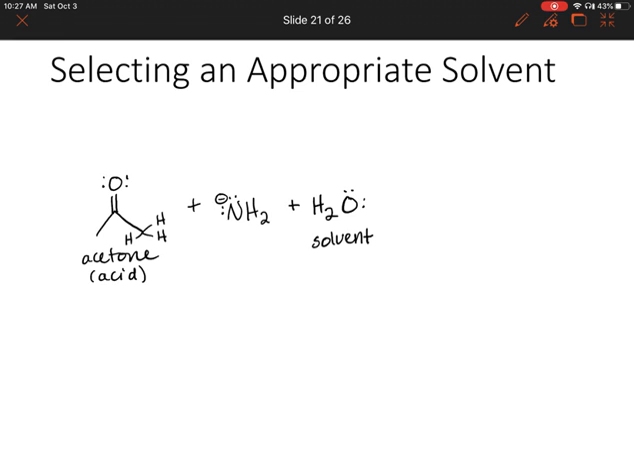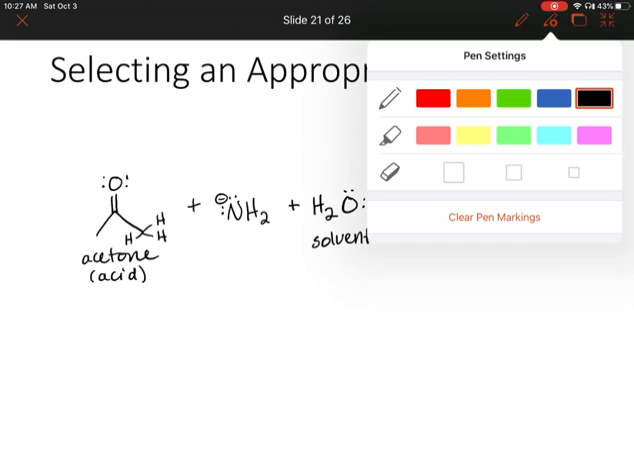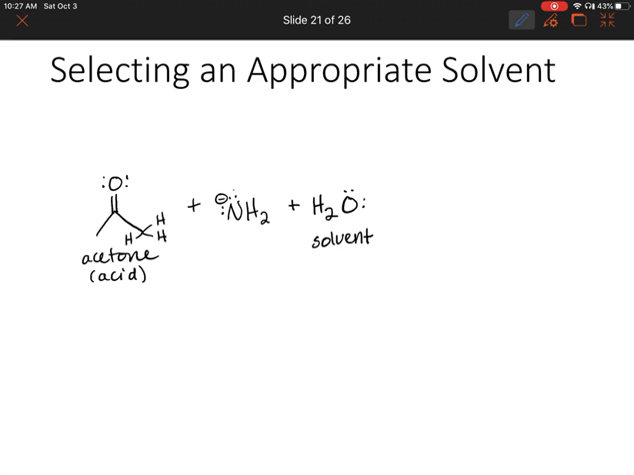Well, remember, water can also act as an acid. So there are actually two separate reactions that could potentially occur here. NH2 might take a hydrogen from acetone, but it could also take a hydrogen from water. So what would happen in each case? Well, let's write that out.